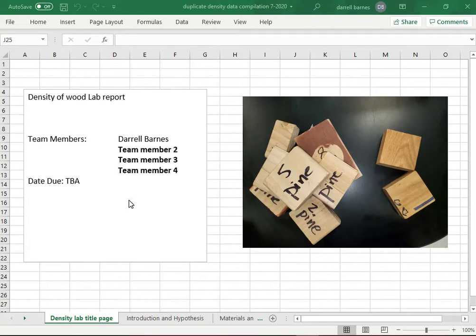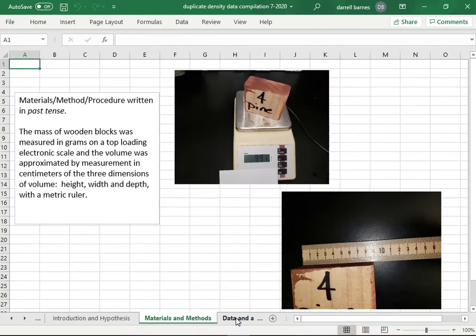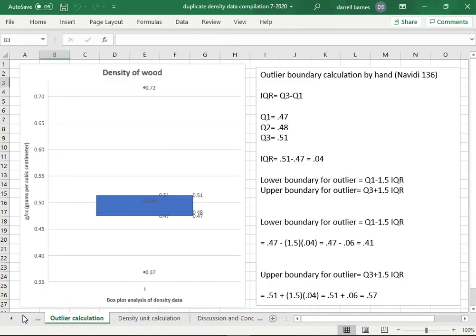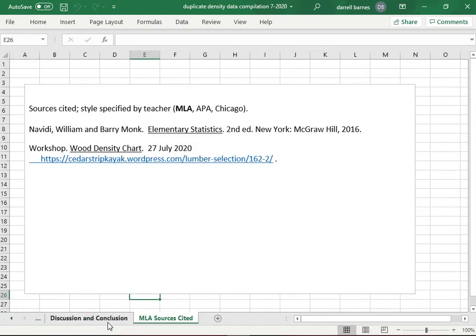I think that on the title page, introduction and hypothesis, materials, data, let's keep going, outliers, discussion, that's pretty texty, isn't it? Sources cited. I want this to read somewhat like a narrative, like a story, I think.